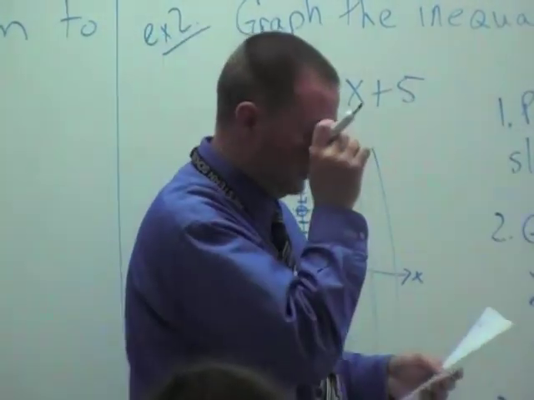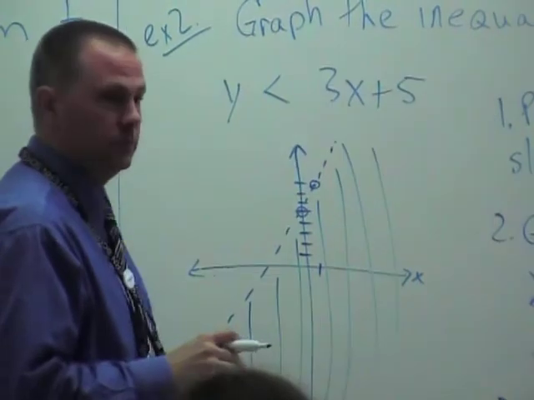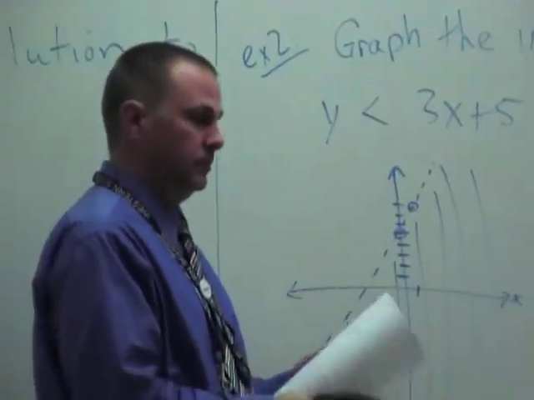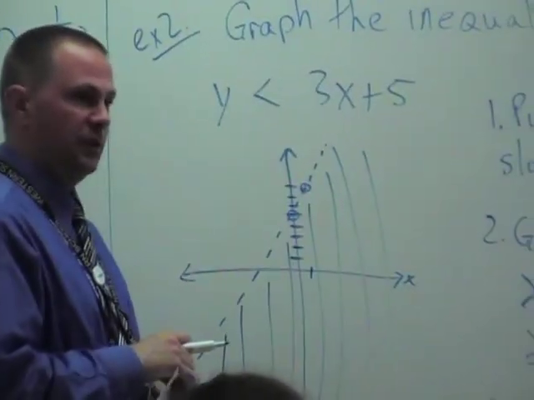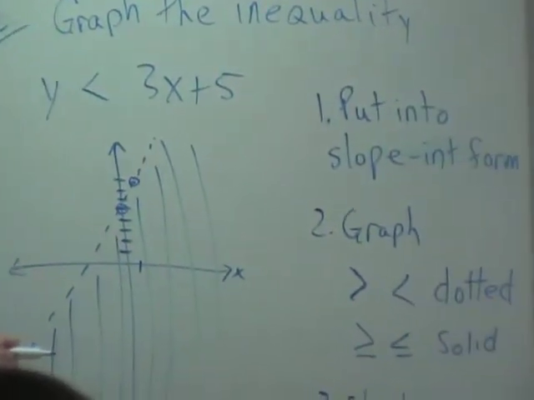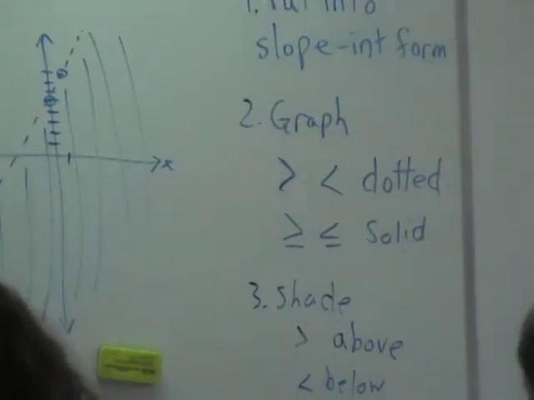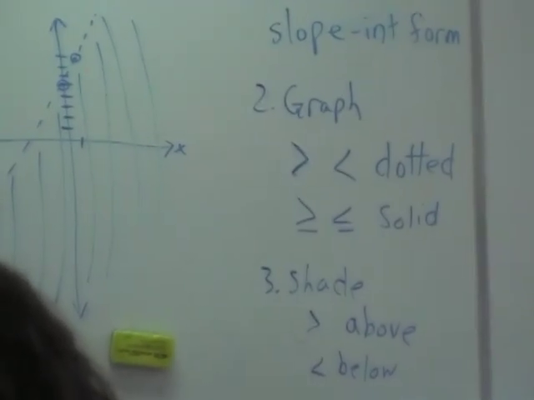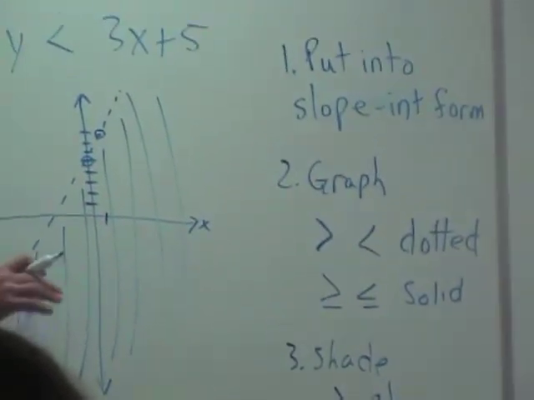I didn't shade above the line. I just put in a point and saw if it would work. That's fine, but it wasn't in slope-intercept form, that's the point. If you're not going to put it in slope-intercept form, then yes, you have to use a point.